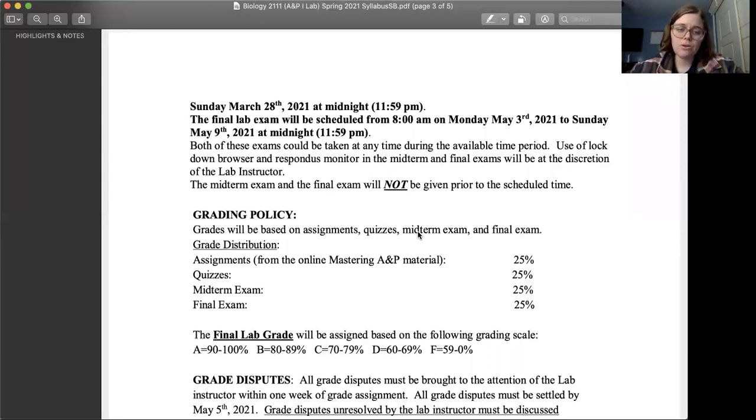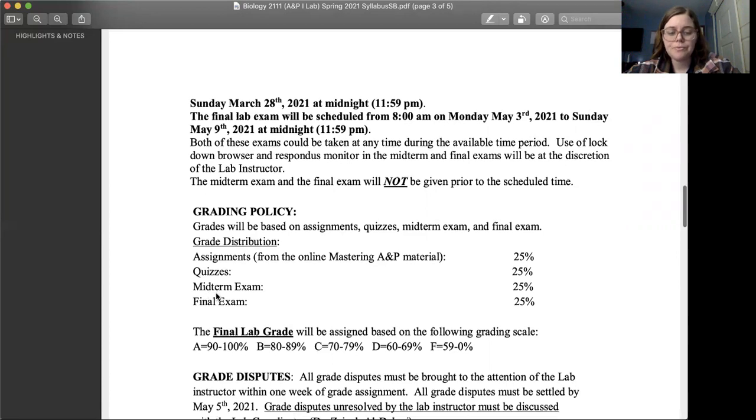And that's what makes up the course. The grade distribution is that all those assignments are worth 25%. The quizzes are all going to be worth 25%. The midterm itself is 25%, and the final itself is 25%. So the exams make up a lot of the course, but don't be scared. By the time you're done with quizzes and assignments, you should be really prepared for the exams and do really well.